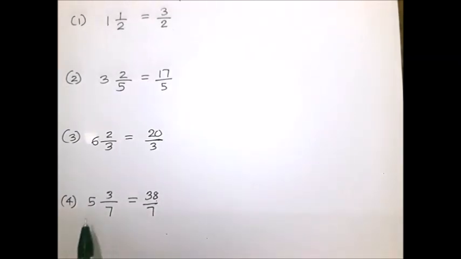So this is a mixed number. We convert it into an improper fraction. What you have to do? Multiply denominator and whole number. Then add numerator to it.